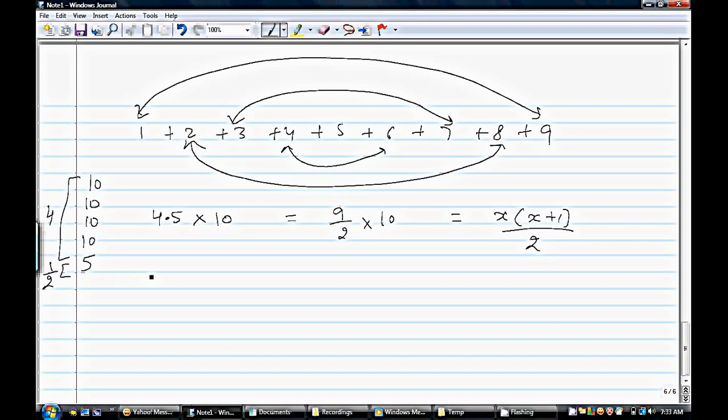Now if I add 10 to this series, I will have one more 10 plus 10, so that will be 5.5 into 10, that will be 55. So again that will be equivalent to 10 into 11 divided by 2, or again x into x plus 1 divided by 2.